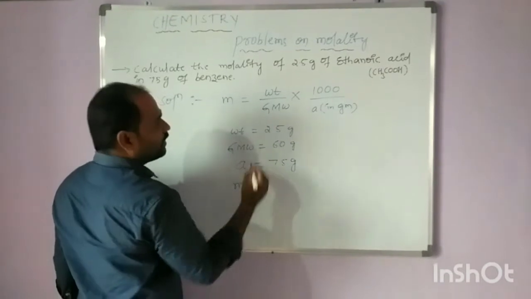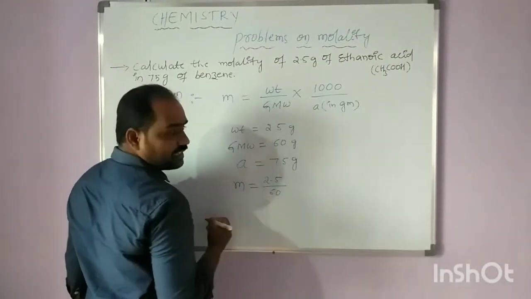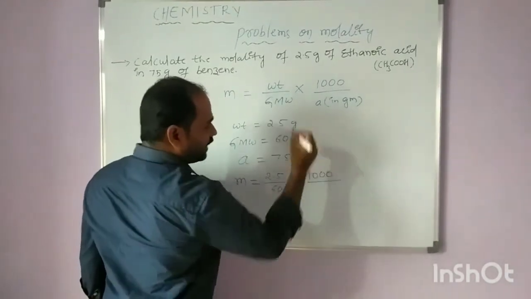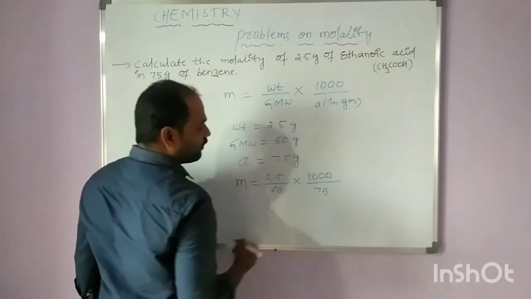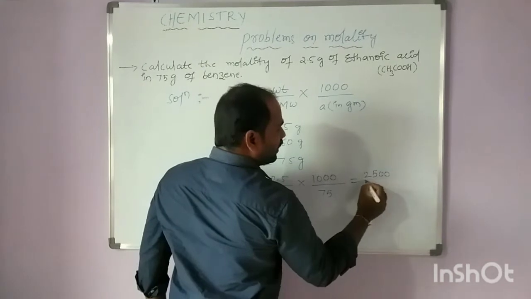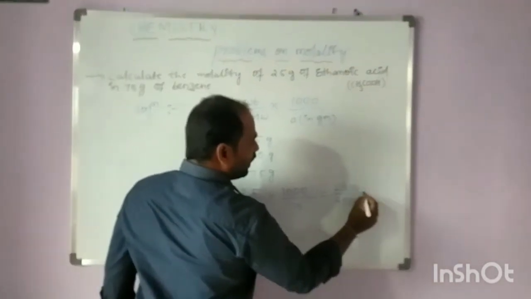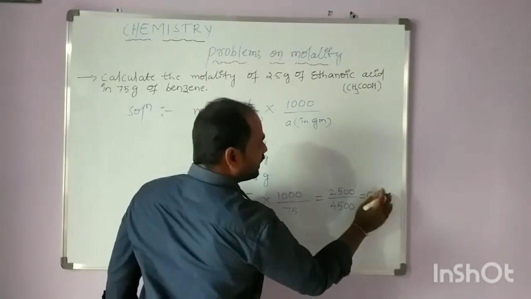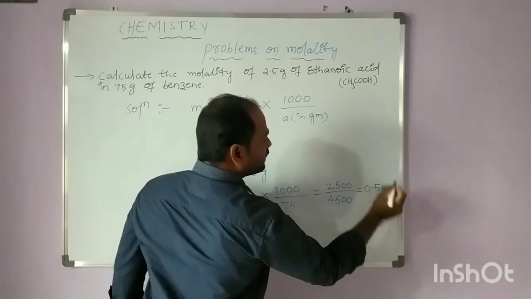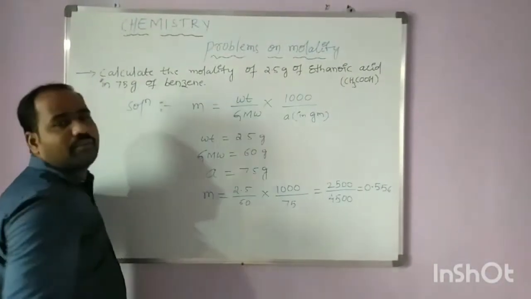Molality is equal to the weight of the acetic acid, 2.5, by gram molecular weight of the acetic acid, 60, into 1000 by the weight of the solvent, that is 75 grams. On simplification, it becomes 2500 by 4500. On final simplification, we get the answer of the problem as 0.5556. Okay, this is the first problem based on the concept of molality.